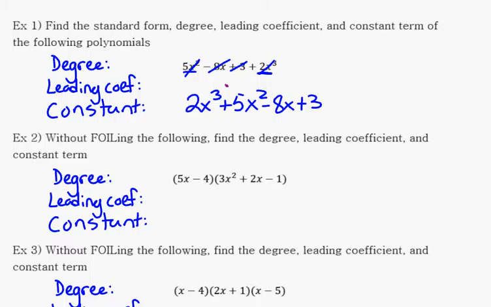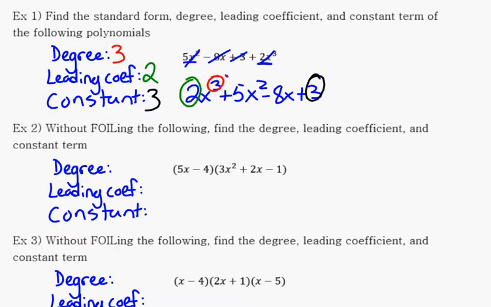Now I can just identify my information. My degree is right there. So it's going to be a degree 3 polynomial. The leading coefficient is right there. It's a positive 2. And my constant term is right here. He's going to be a positive 3. Again, that's just all information that is good to be able to identify. The rest of the terms, it's not that they don't matter, but for us right now, they're not going to tell us much information.